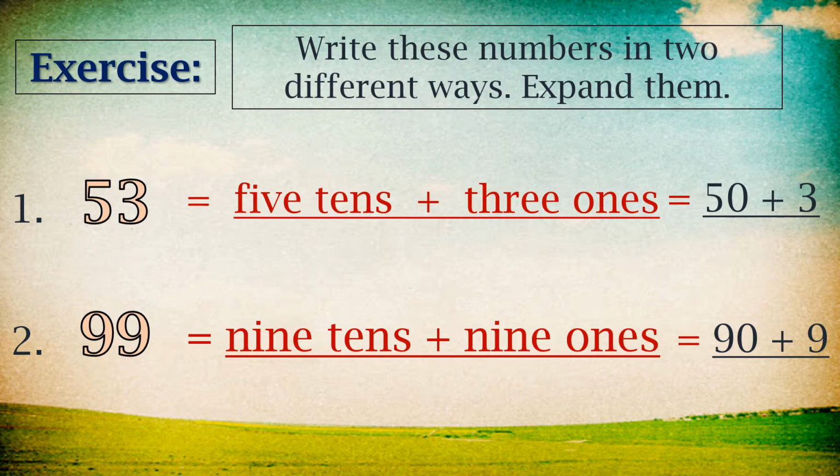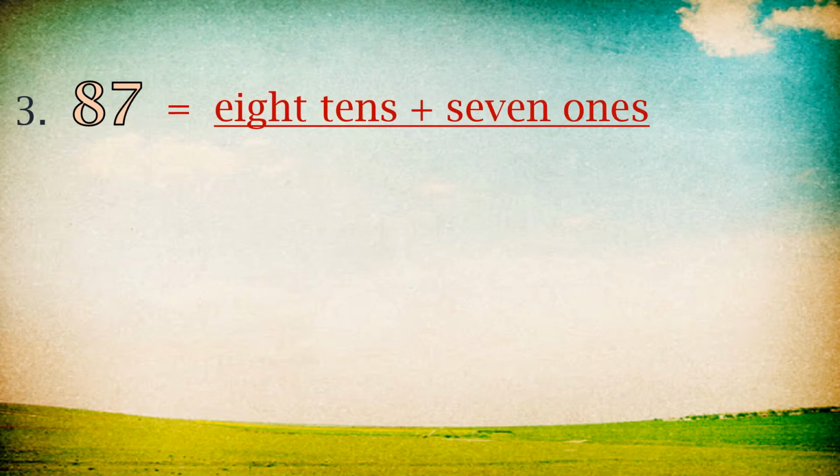Great job. Now let's have another example. Let's proceed to the next slide. Number 3, 87. In number 87, how many tens are there and how many ones are there? Good job. There are 8 tens and 7 ones. 8 tens is equal to 80, plus 7 ones is equal to 7. 8 tens and 7 ones. 80 plus 7 is equal to 87.